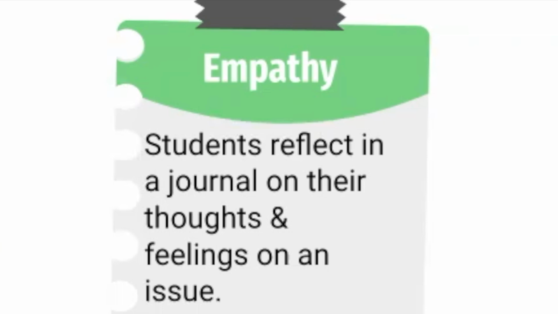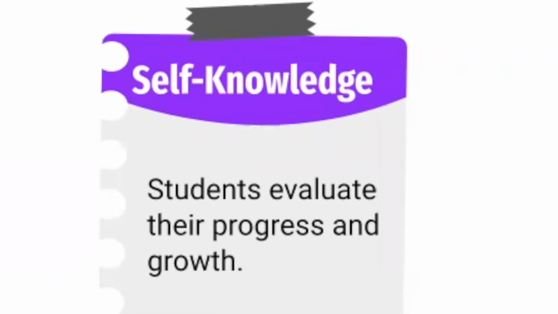The fifth way is empathy. Students will reflect in a journal on their thoughts and feelings on an issue. And lastly, self-knowledge. Students evaluate their progress and their growth in growing their own skills, dispositions, and knowledge base.